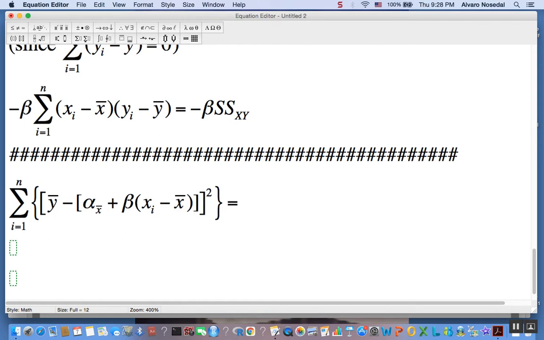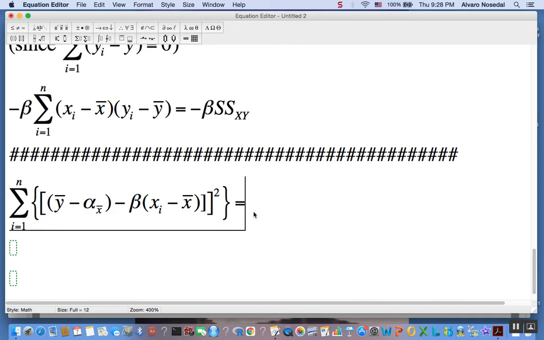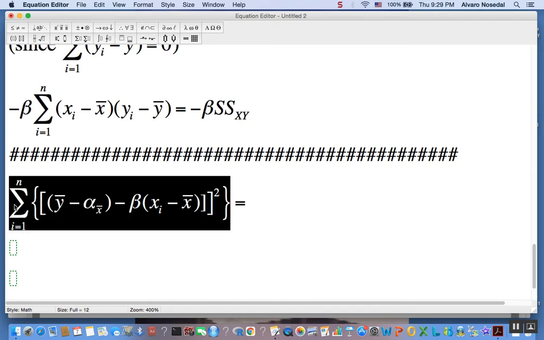Okay, so here we go. Again, let's do the algebra here. So in this case, once you multiply by -1 here, what you end up with is negative alpha x bar and negative beta times xi minus x bar. Okay, so now let's treat these two guys as one single term, and this one is going to be a second term. Okay, and now let's do the algebra. Let's expand.